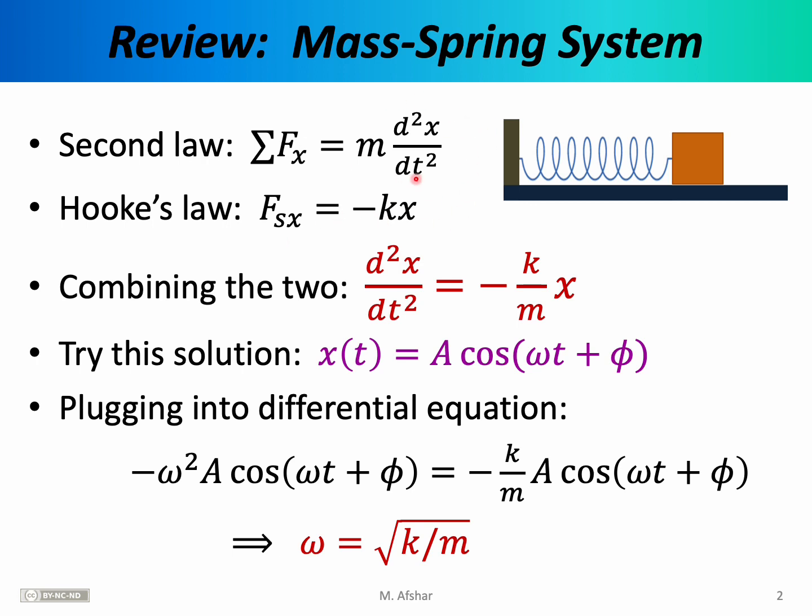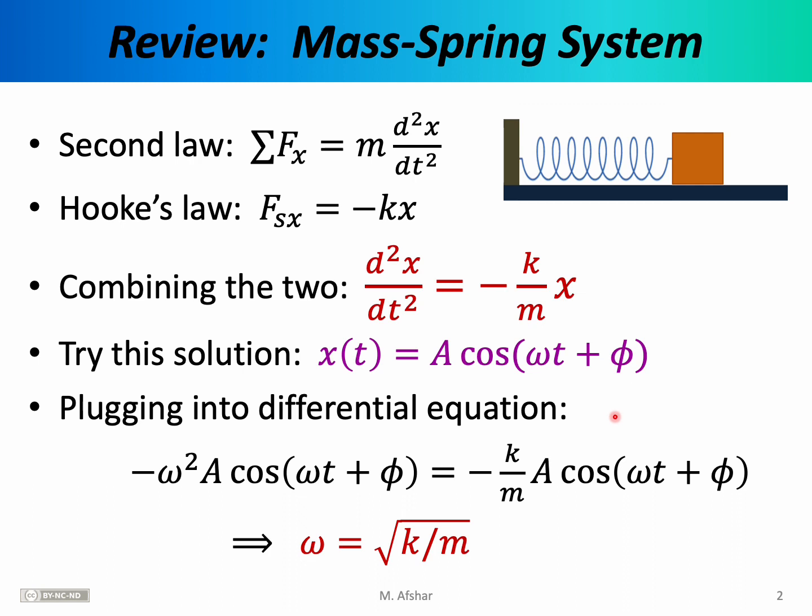By combining these two equations together, we find this differential equation here, which we refer to as the mass spring differential equation. This differential equation essentially describes the position of the mass, x, as a function of time. Based on our knowledge of calculus and derivatives of various functions, we surmise that the solution to this differential equation must be a trigonometric function.